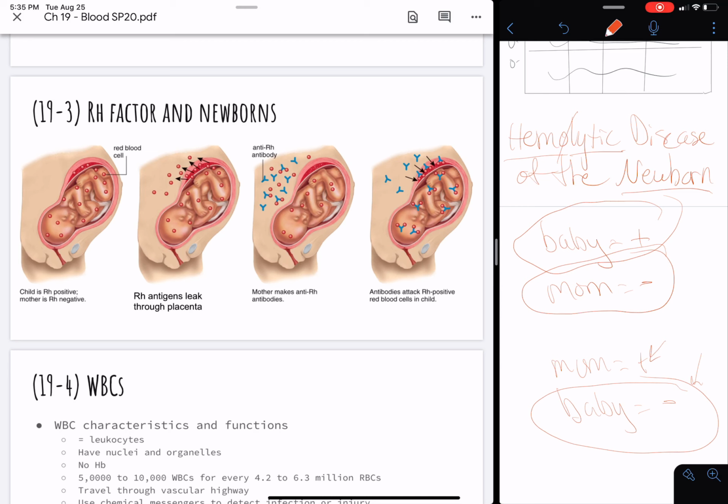So again, mom's blood is not mixing directly with baby's blood. Mom's blood and baby's blood never mix. Okay. O2 can be diffused, nutrients can be diffused, really small proteins can go back and forth in the placenta, but red blood cells are too big. They can't pass through the placenta. So we're talking about really, really small antigens and antibodies that are passing through the placenta in this case.